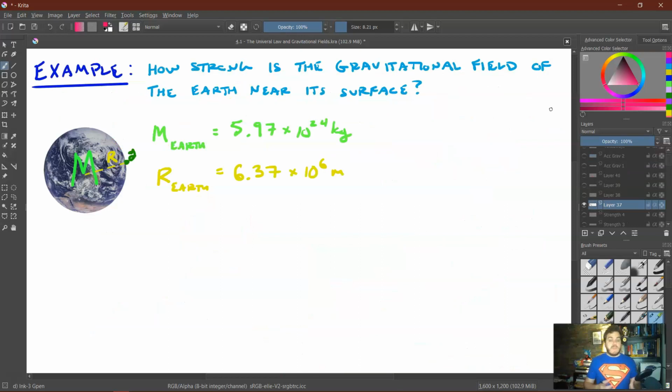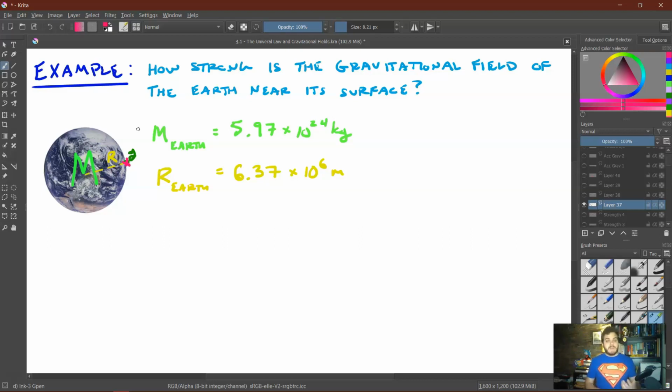So let's go ahead and look at an example, and you're welcome to try this on your own if you'd like to. How strong is the gravitational field of the Earth near its surface? That should be pretty easy to do, because I'm going to give us this information: the mass of the Earth is 5.97 times 10 to the 24th kilograms, and if we're near the surface of the Earth, then the distance from the center would just be the radius of the Earth. Typically if we're looking at the radius of a planet, we use a big R, but same thing. So the radius of the Earth is 6.37 times 10 to the 6 meters.